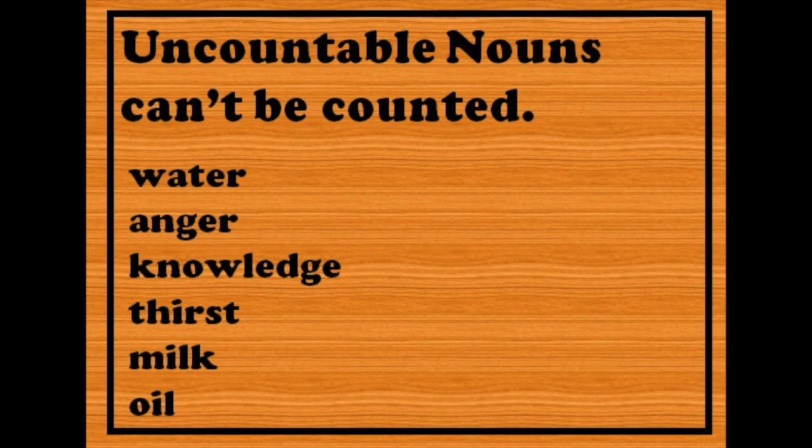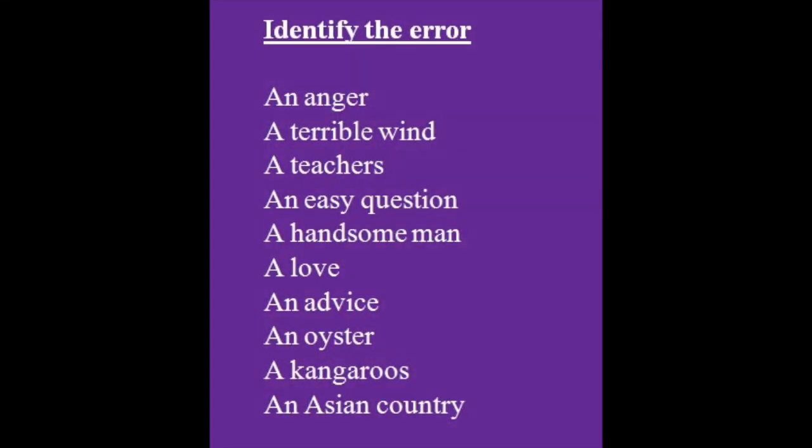Here we have a list of words. Identify the error: an anchor, a terrible wind, a teachers, an easy question, a handsome man, a love, an advice, an oyster, a kangaroos, an Asian country.